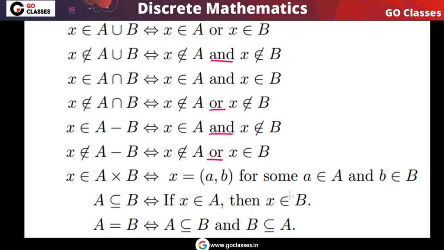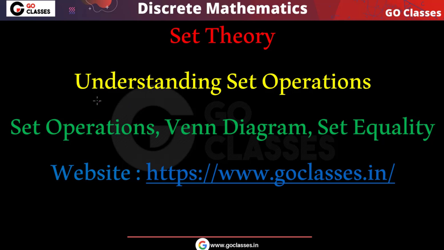A is a subset of B means whenever X belongs to A, then X belongs to B. And the definition of equality: when can I say A is equal to B? A is equal to B means A is a subset of B and B is a subset of A. So all these are very important. Understanding the set operations is extremely important when we solve questions related to set equality. You have two sets, and they ask you whether they are equal or not, whether one of them is a subset of another or not. Whenever you want to prove set equality or set containment, basically the subset type of things, then this understanding of set operations is extremely important.